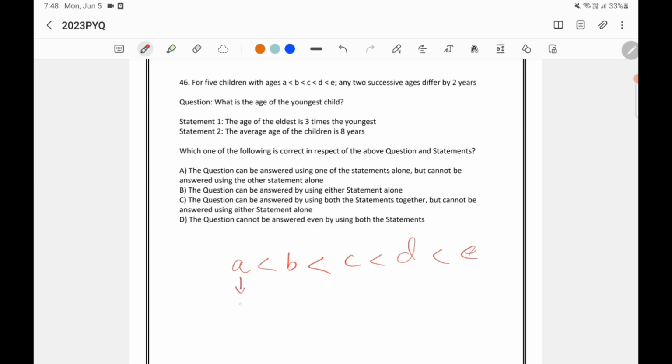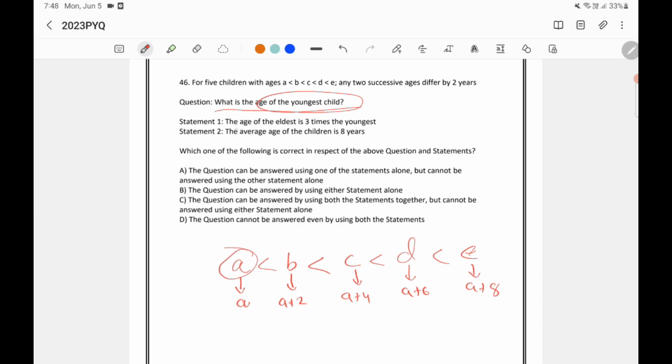So if this is A, then this will be A plus 2. This will be A plus 4. This will be A plus 6. And this will be A plus 8. Now the question is, what is the age of the youngest child? We need to find out what is A.